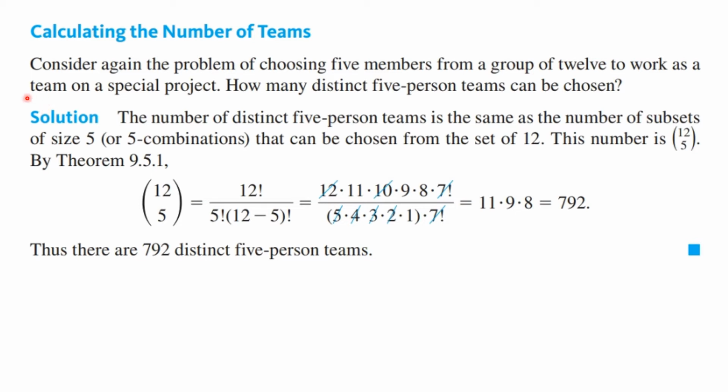Okay, this is the original problem we started talking about at the beginning of the section. Consider the problem of choosing 5 members from a group of 12 to work as a team on a special project. How many distinct 5-person teams can be chosen? Well, it's 12 choose 5. You use the formula that we have, cancel out common factors, multiply together the remaining, and you get 792. Thus, there are 792 distinct 5-person teams.